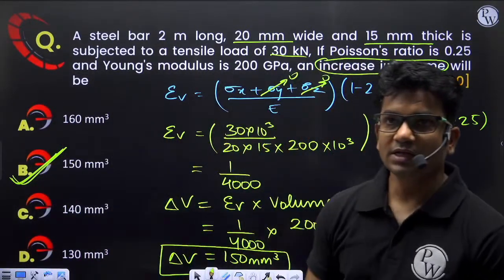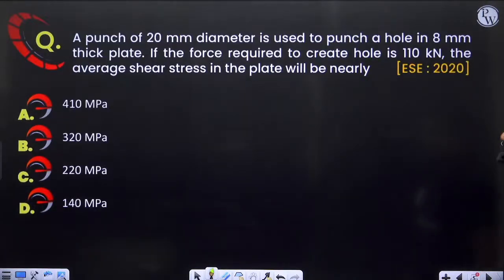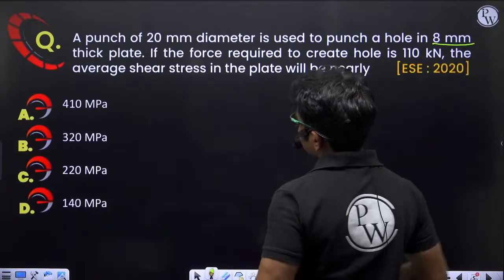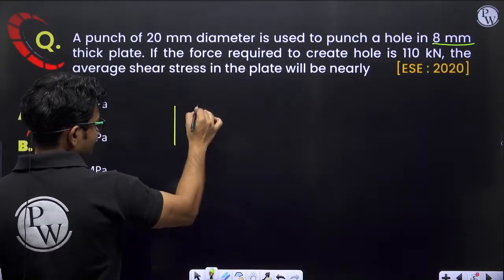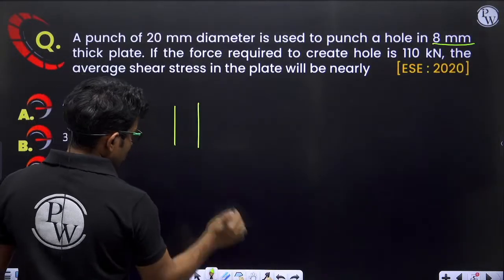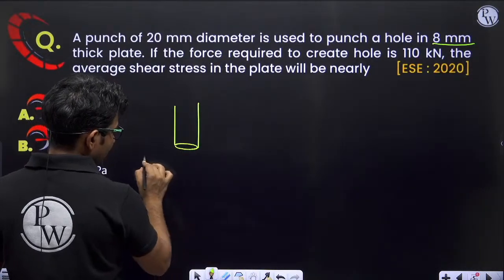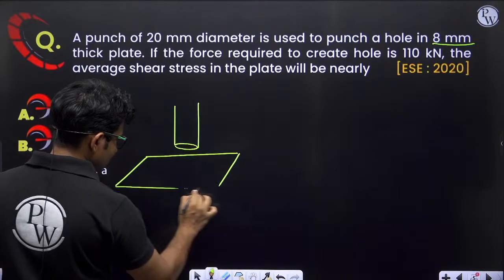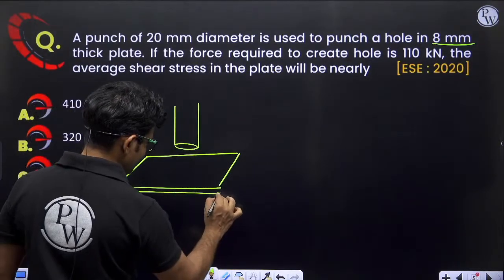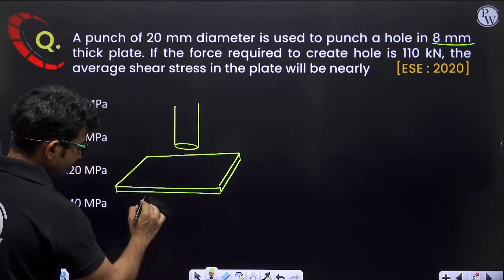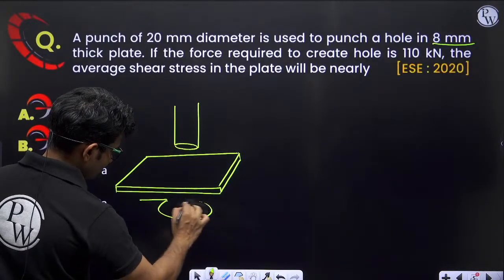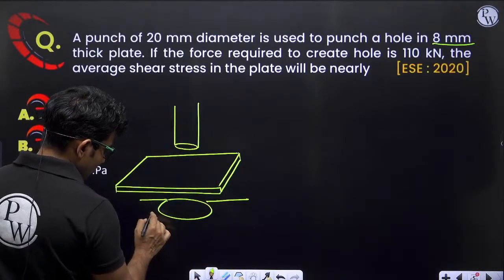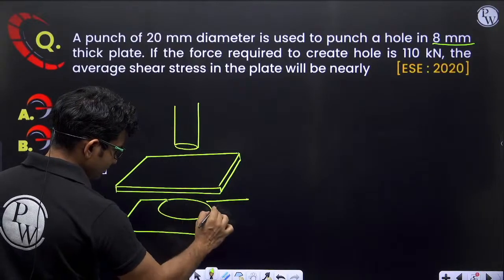Okay, clear? Next question. A punch of 20 mm diameter is used to punch a hole in an 8 mm thick plate. So we are having a punch. Punch is like this, and this is a plate. Let me draw a 3D figure. So this is a plate, and in this plate we have to make a hole. A hole is to be punched in this plate.